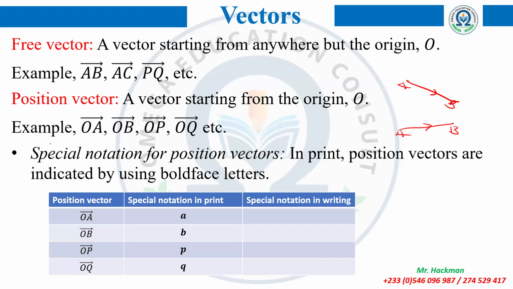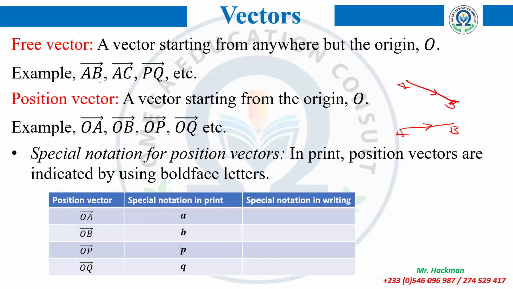Now we also need to know the special. You can see that one thing in common for all position vectors will be the source, which is O. Every position vector will have the same initial point, but the three free vectors will not have the same initial point.